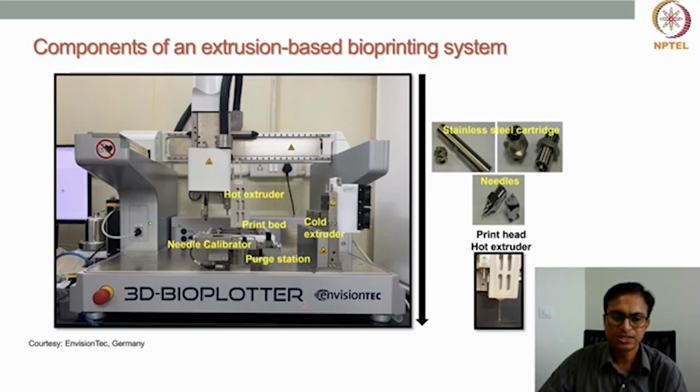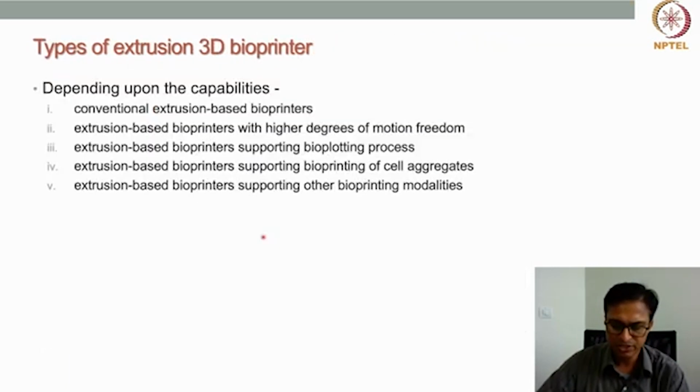So this is the 3D bioprinter from EnvisionTEC. These are the different components of an extrusion-based bioprinting system. Most extrusion-based bioprinters have similar components. Maybe the attachment, maybe the geometry is a little bit different, but most of them have similar components.